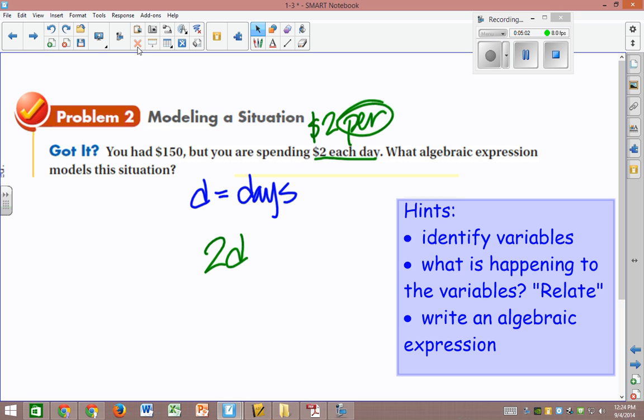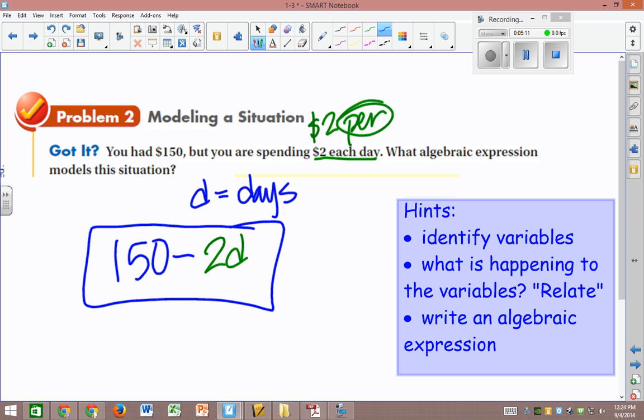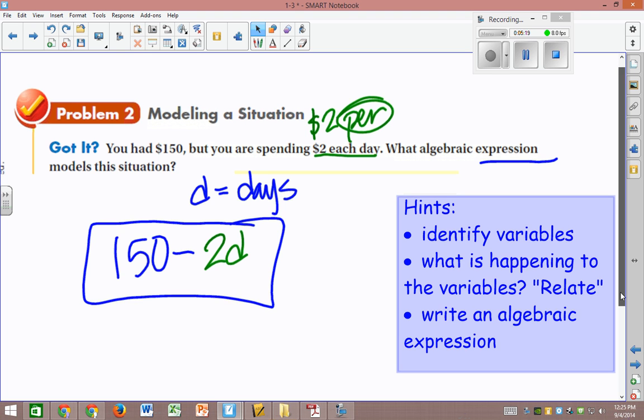So we got the 2D part, but what about the 150? Well, that's what you start with. So I'm taking 150 and I'm taking away $2 every day. So wait a minute, the final answer here isn't a number? Nope, because it just says modeling. Right, an expression. We're not finding the answer yet.